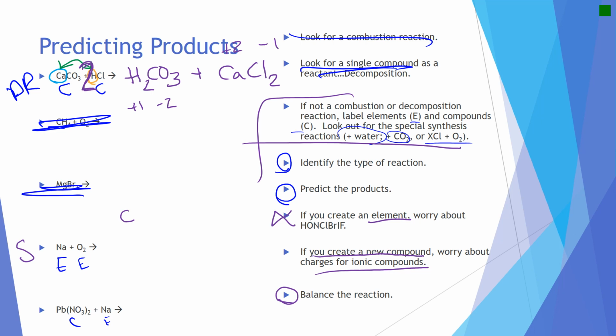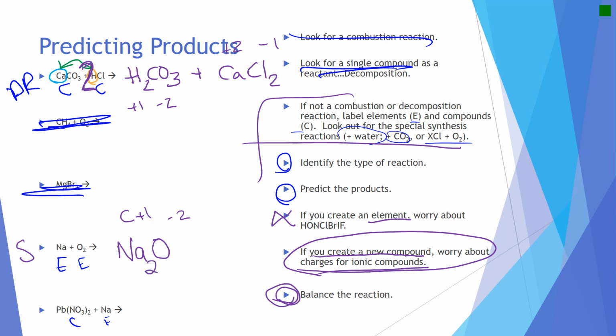So what we need to do is we're going to combine Na with O. So I'm going to be making a compound. So I put my metal first and then my non-metal. So it's NaO. Notice I did not carry over any of those subscripts. Why? Because I'm creating a new compound. So now when I'm creating a new compound, I have to worry about these charges. Na has a +1, O has a -2. So when you crisscross, you get Na2O.